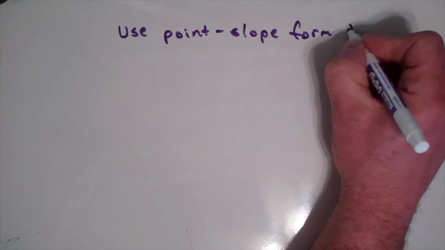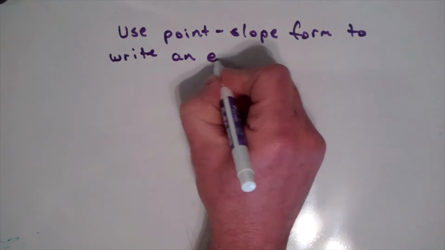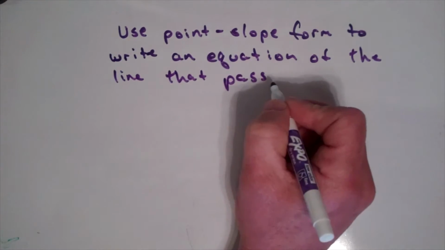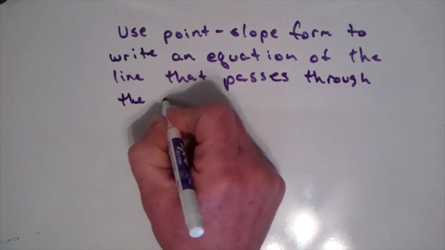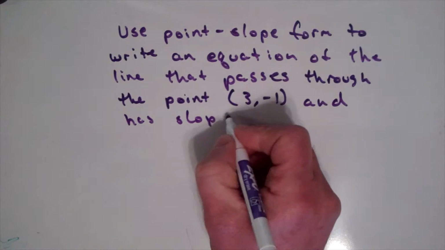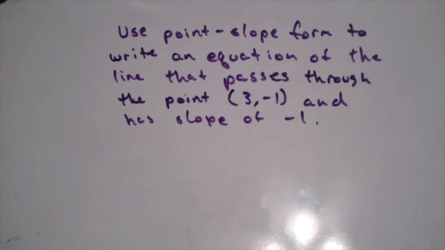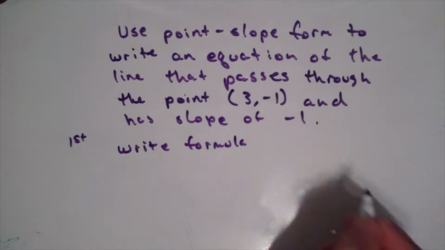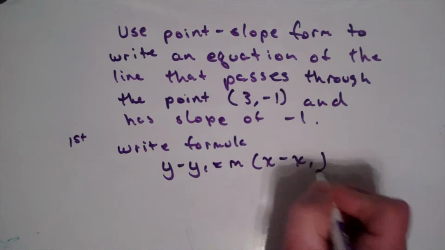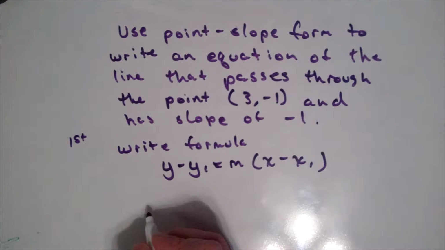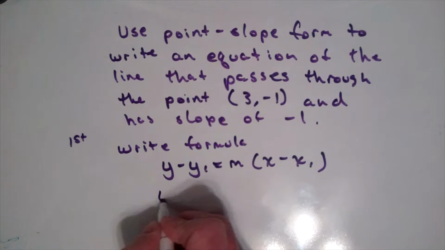So, how to use the point-slope form to write an equation of a line that passes through the point 3, -1 and has a slope of -1. So the first thing to do is write the formula: y minus y1 equals m times x minus x1, and then substitute in the appropriate pieces.